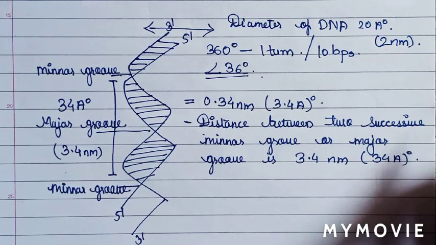As well as some Chargaff's rules given for the DNA model, such that adenine will pair with thymine, cytosine will pair with guanine, forming 3 hydrogen bonds, and when adenine pairs with thymine it forms 2 hydrogen bonds. The rules given by Chargaff we are going to see in the next video.